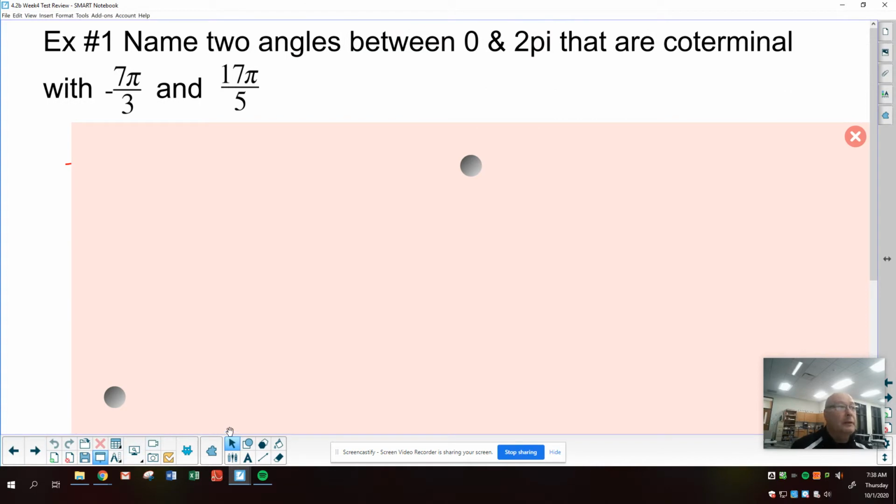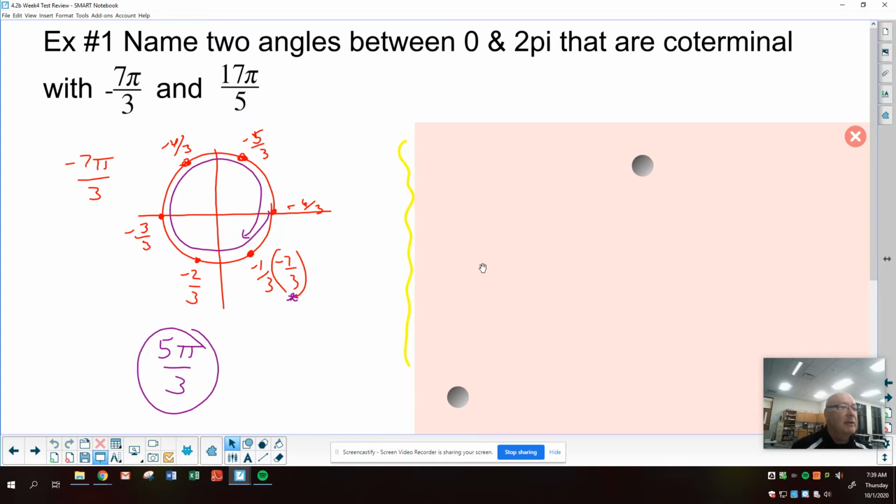Okay, here's number 1. So you're supposed to name 2 angles between 0 and 2 pi that are coterminal with negative 7 pi over 3 and 17 pi over 5. Now 7 pi over 3 is where we start. It's a little easier one because it's more traditional when you do over 3 on the unit circle. 17 pi over 5 is a little bit more of a challenge. So let's start with that negative 7 pi over 3.